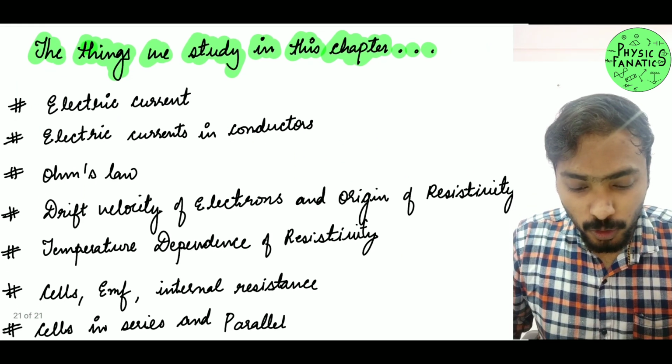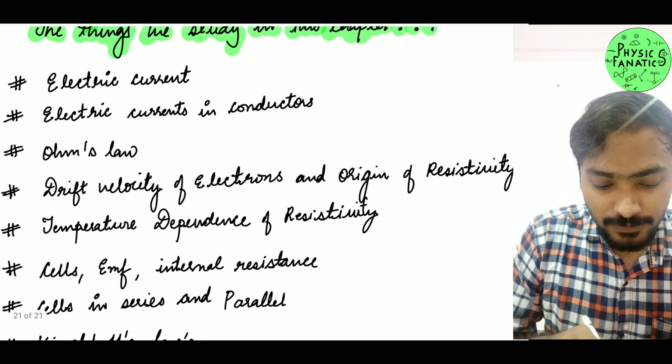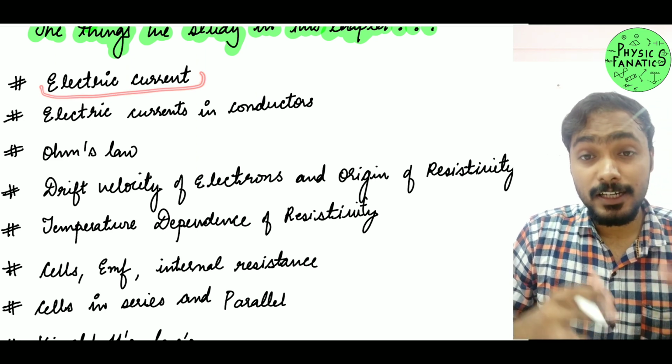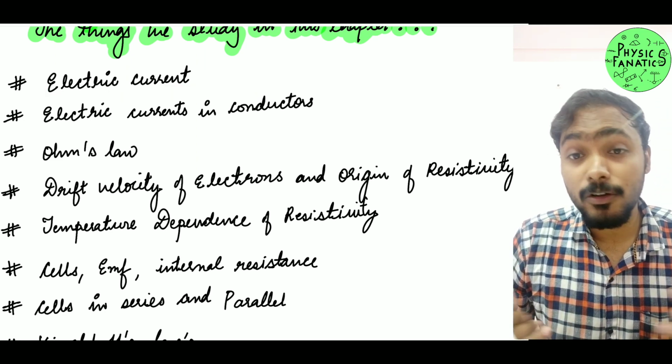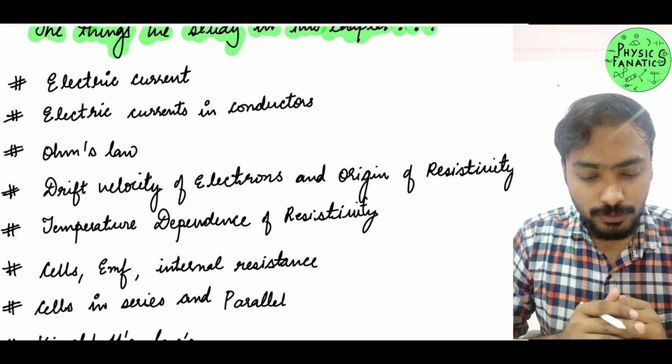So let's talk about the things that we're going to study in this chapter. The first topic is electric current. We'll talk about what is an electric current, what is average current, what is instantaneous current, all those discussions we'll do.